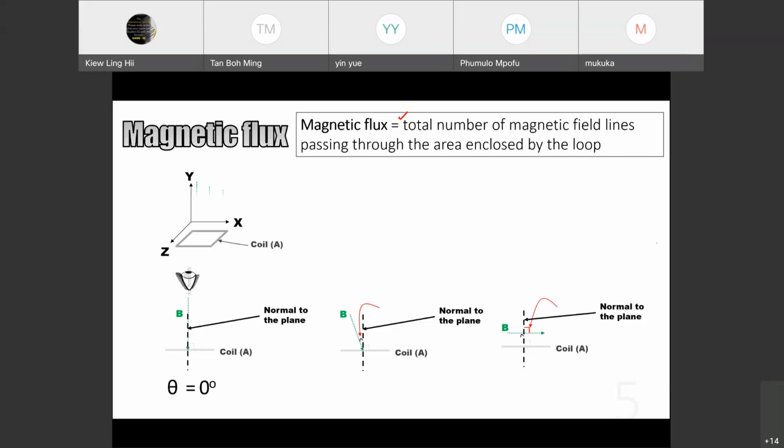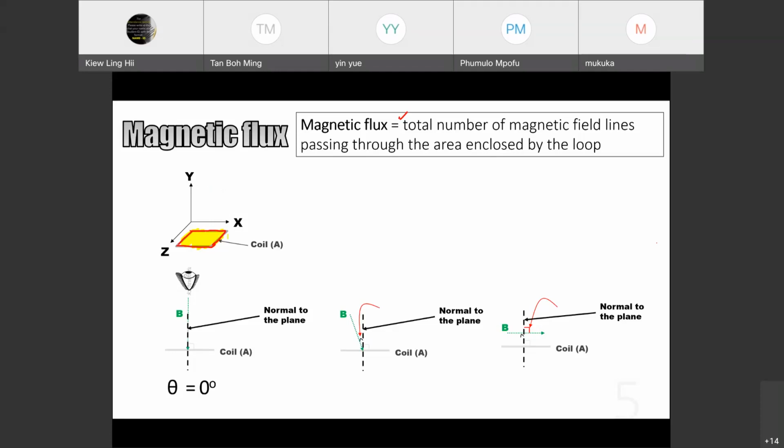So when I place a coil here, now this is a 3D illustration, the amount of magnetic field that passes through this area is what we call magnetic flux. So magnetic flux is actually equivalent to magnetic field, but it is only limited to the amount of magnetic field in a certain area, and that area is the area enclosed by a coil.